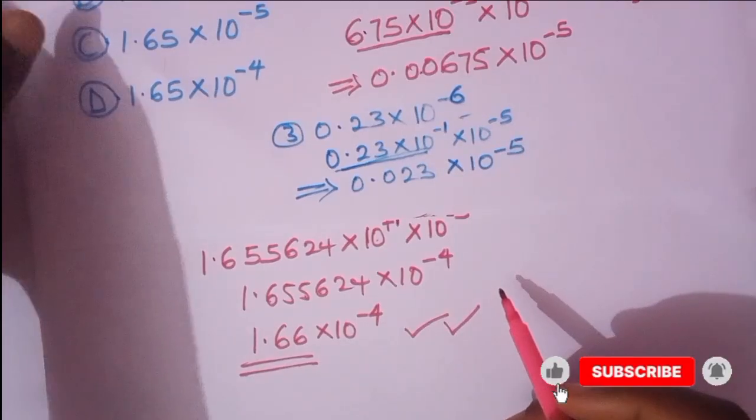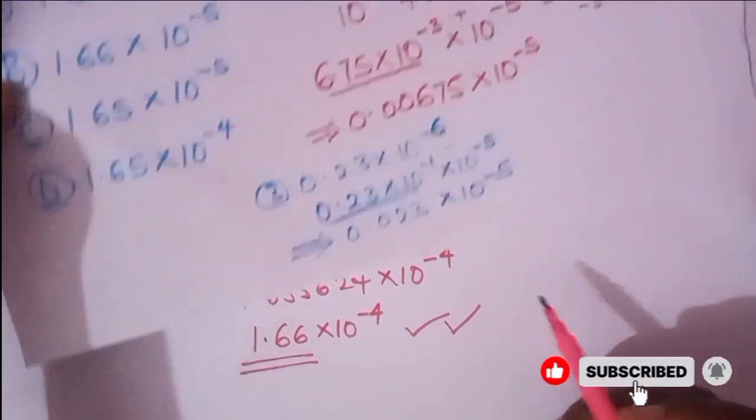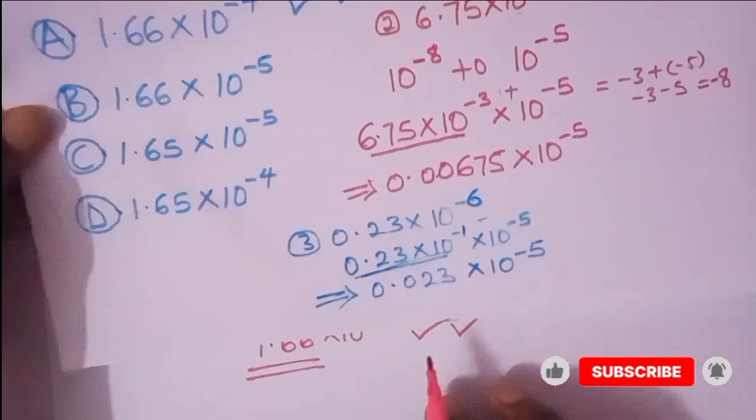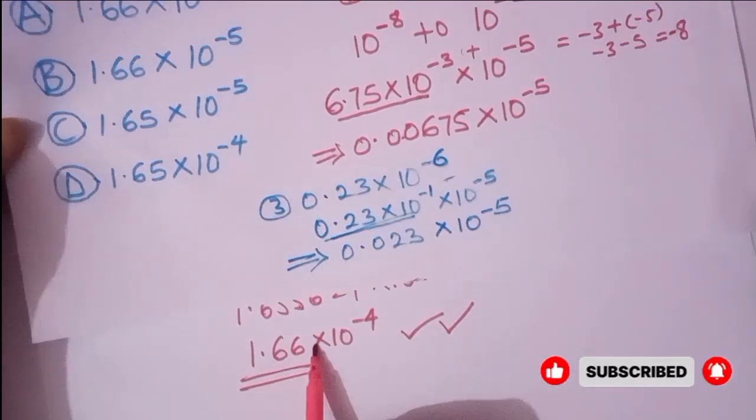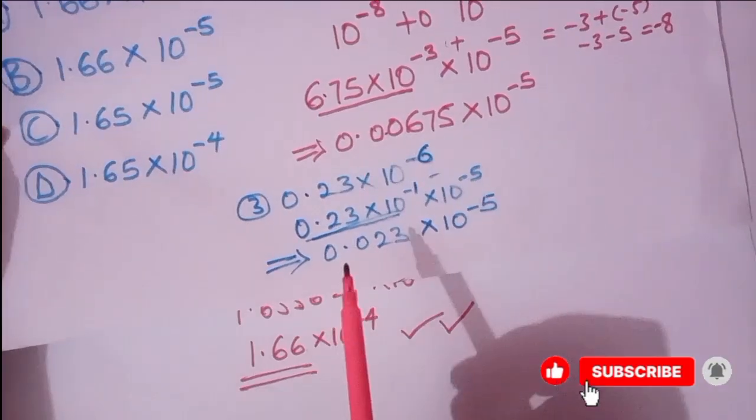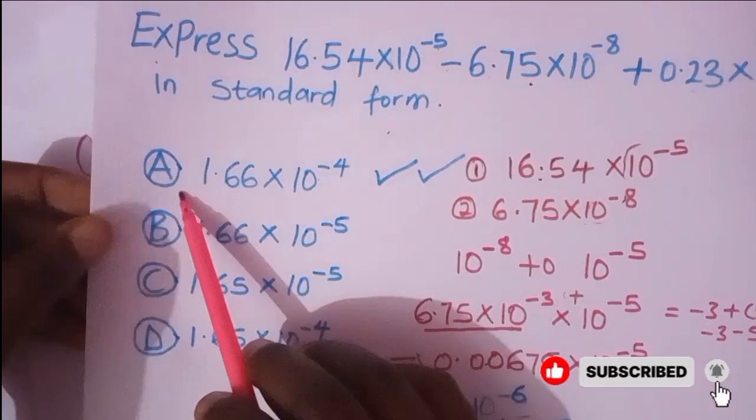So you go back to the options. Now, from our options, you can see our answer is 1.66 times 10 raised to power minus 4. So from the options, you can see that A is the answer.